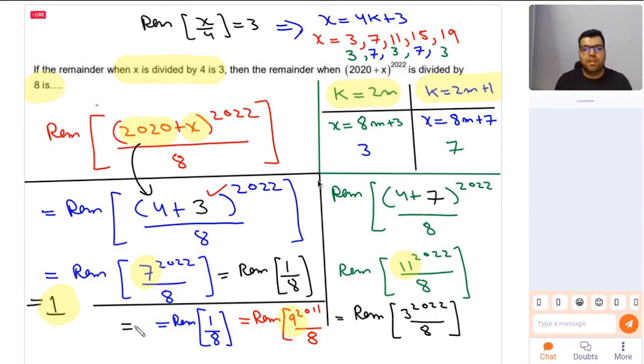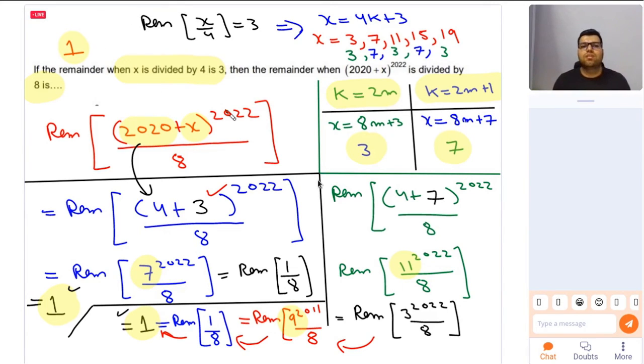So in both the cases, the value is 1. Whether we take the remainder of x with 8 as 3, or as 7, the answer is 1 in both cases. So the answer for this question is 1. 1 is the answer, friends. So very nice, friends. I love this question.